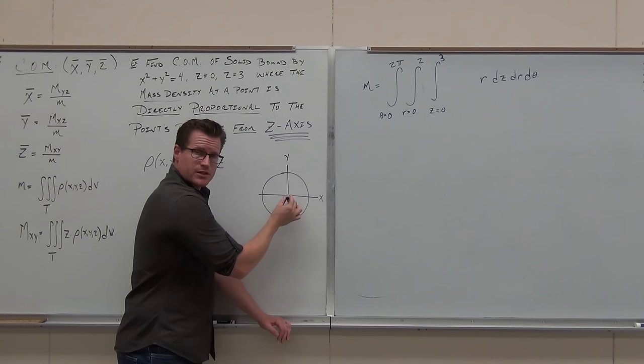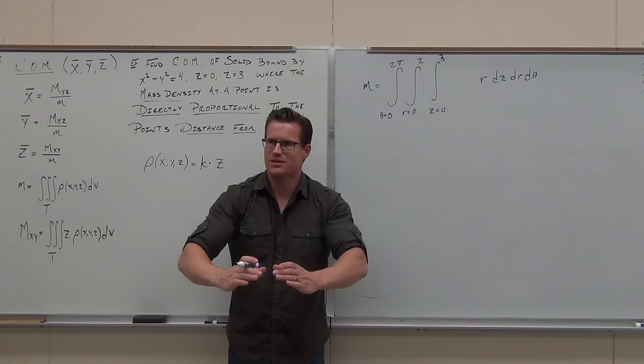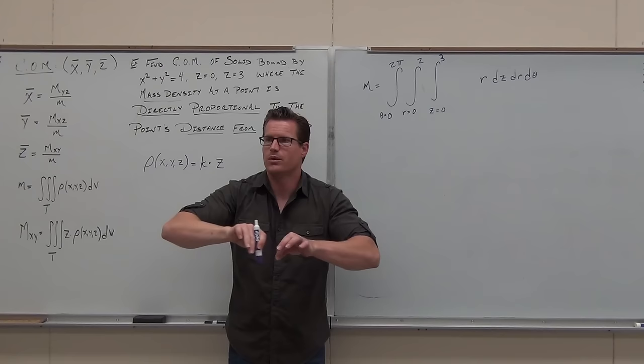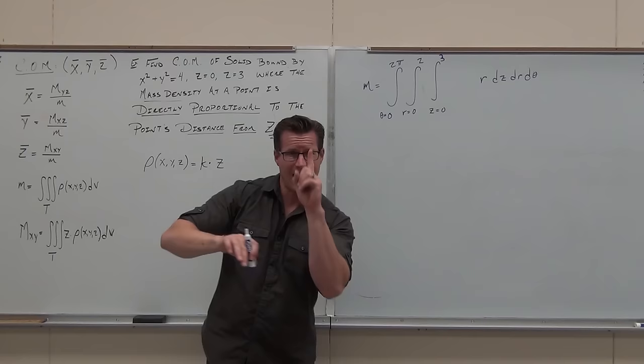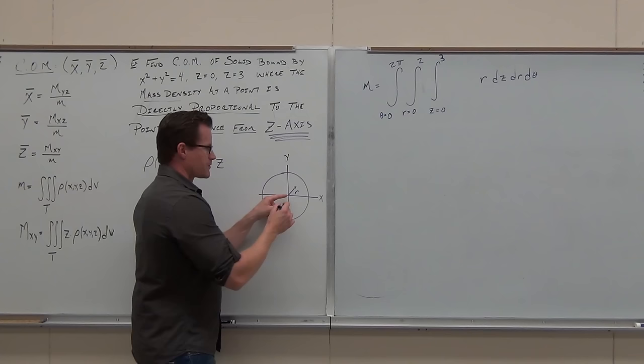R would give you the distance from the origin, or from the center of these discs. Think about this, the discs are going like this, right? The center of each disc is the xy coordinates, that's 0, 0. The R tells you how far out we're going from that. So if the mass is directly proportional to the distance from the z-axis, the distance from the z-axis of a circle, guys? Come on, man. That's polar. It says the distance from here on a circle is just r. That's all it's doing. Does that make sense?